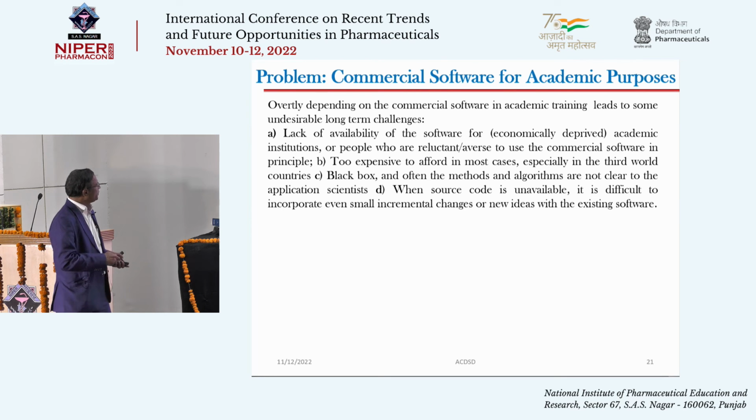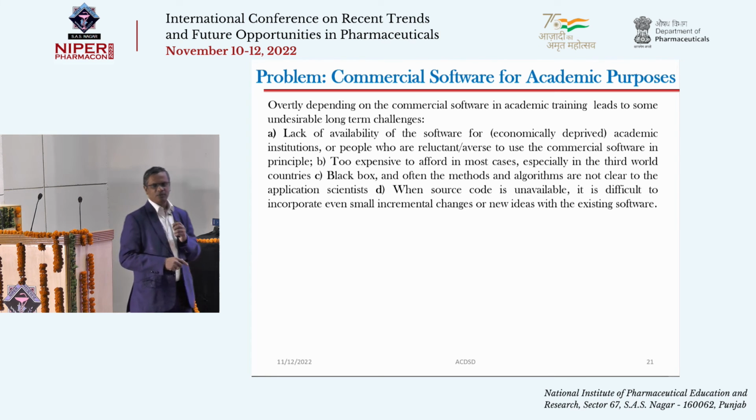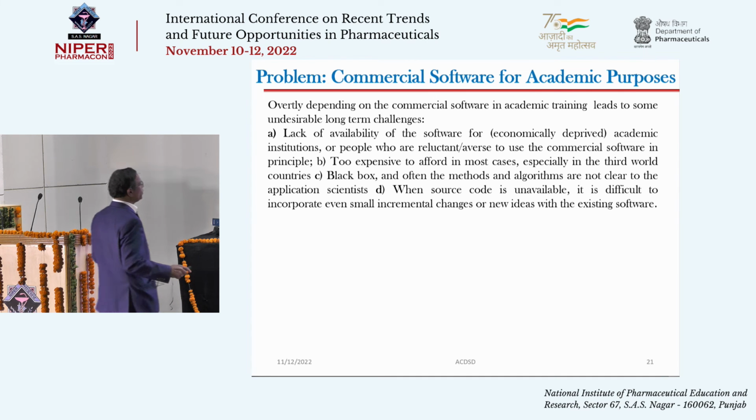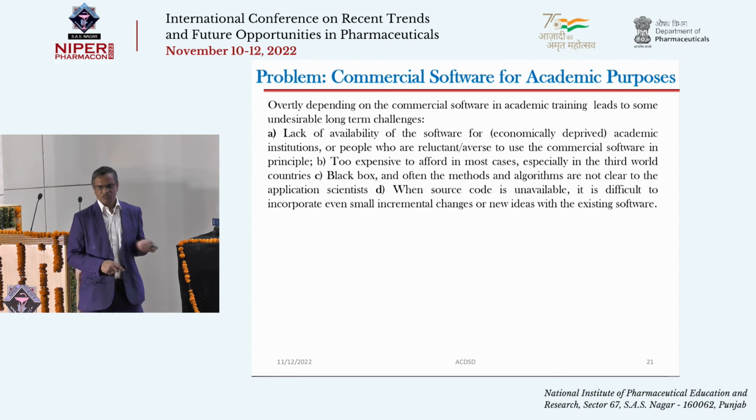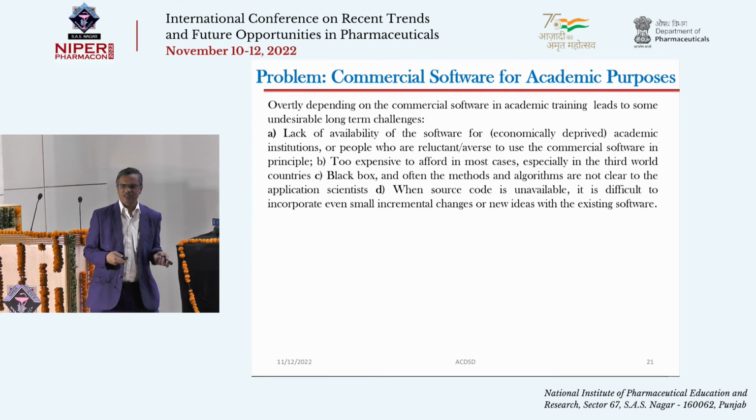It may be most important, it's a black box, and often the methods and algorithms are not clear to the application scientists. This is not good. And from a very practical point of view, you may want to make an incremental change to the software, right? So when source code is not available, when you use it as a black box, it's difficult to incorporate even small incremental changes or new ideas with the existing software. So this is what we feel. When the source code and everything is available, you know what the method is and then you may be using it. But if you have a new idea, you can implement it by writing a small script.